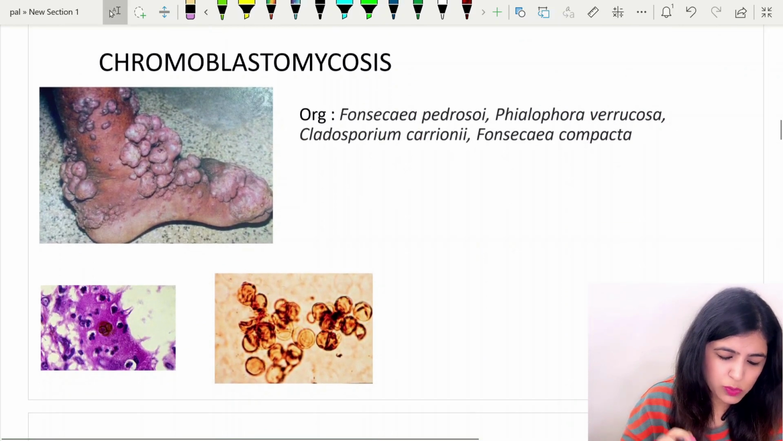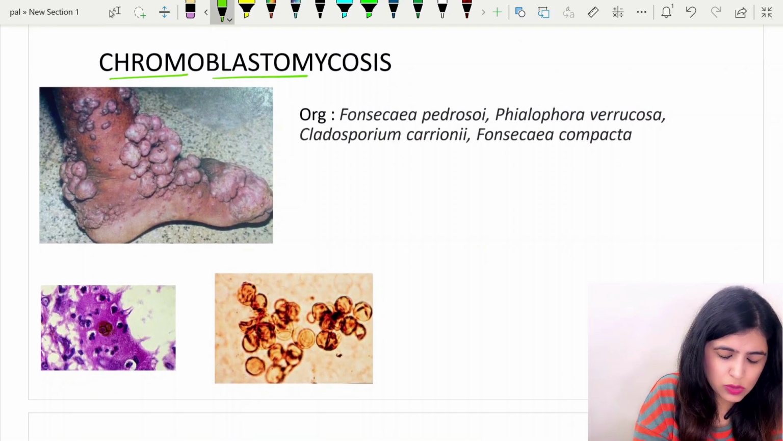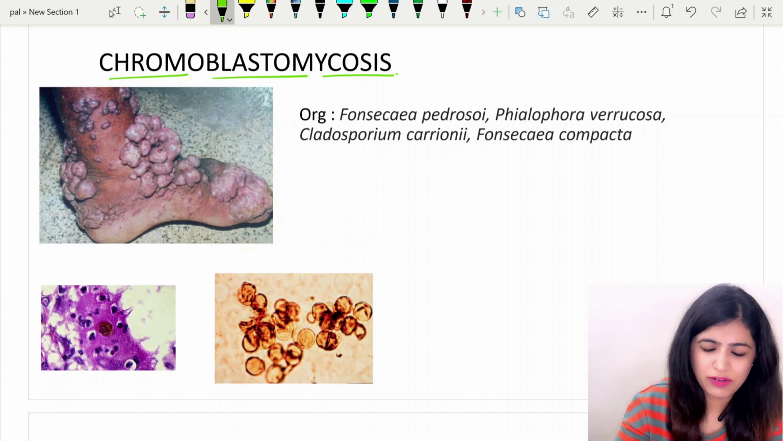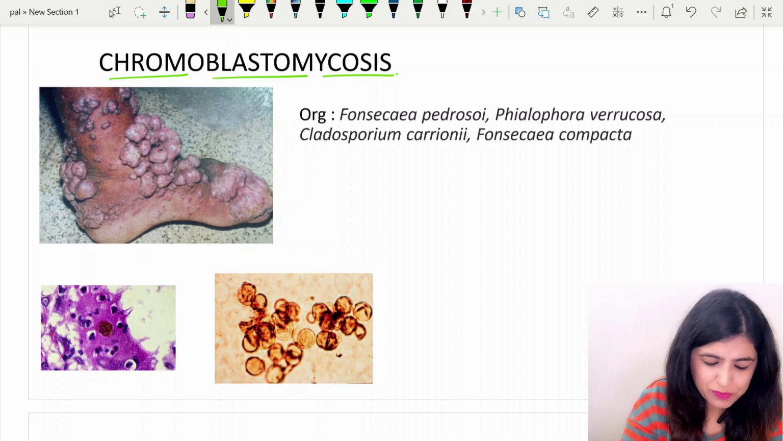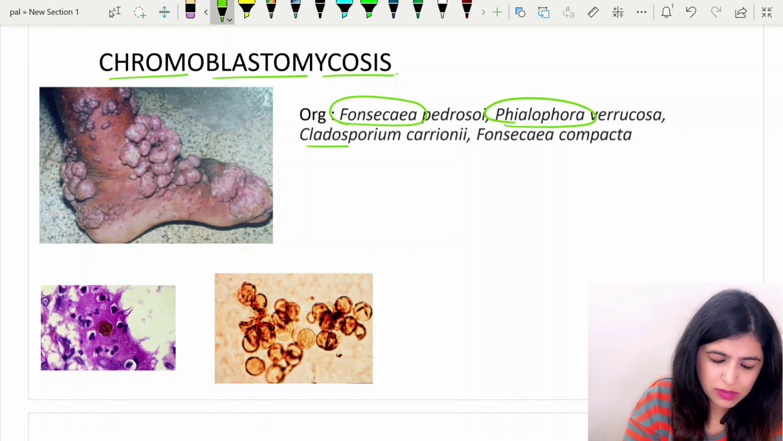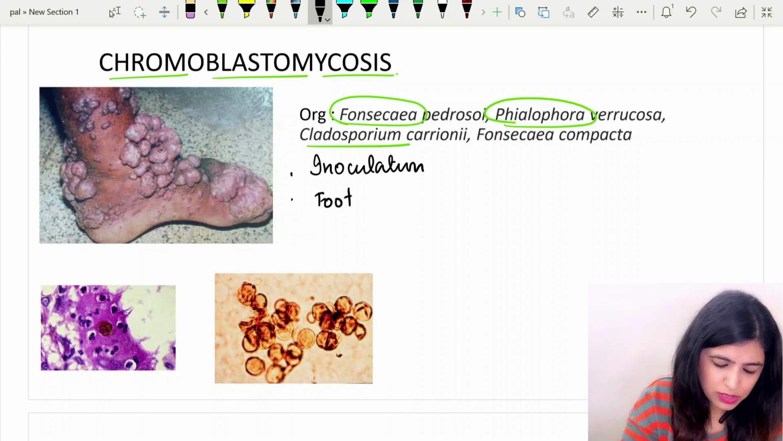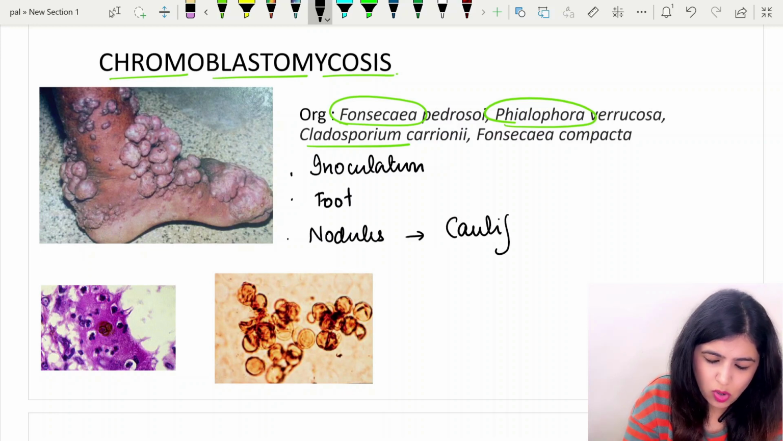The other option was chromoblastomycosis. This is caused by different fungi. You may or may not remember the name. Just remember Fonsecaea, Phialophora, Cladosporium. Okay, it also spreads by inoculation, mostly on the foot. What you get is multiple nodules on the skin which coalesce to form a cauliflower like lesion. So that is very typical of chromoblastomycosis.